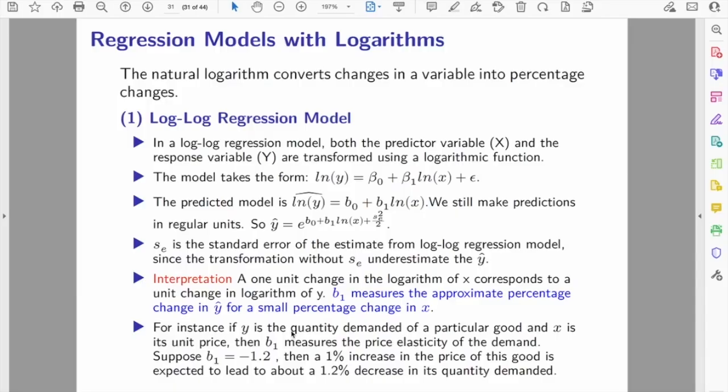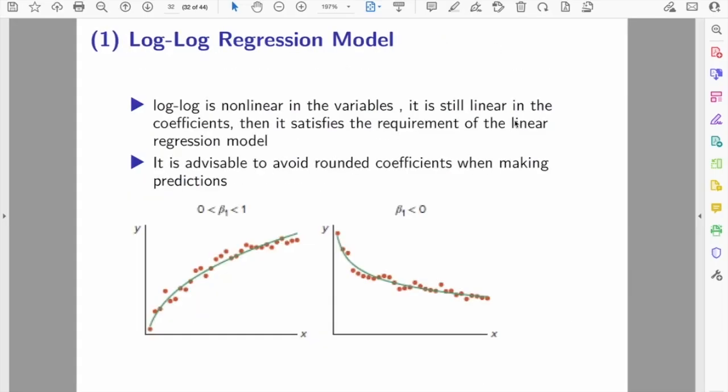A 1% increase in the price of this good, which is x, is expected to lead to about a 1.2% decrease in its quantity demanded. So a 1% increase of the independent variable leads to about a 1.2% decrease in the response variable. Log-log is nonlinear in its variables, but it's still linear in the coefficients, so we can use it in linear regression. It satisfies the requirements of linear regression.